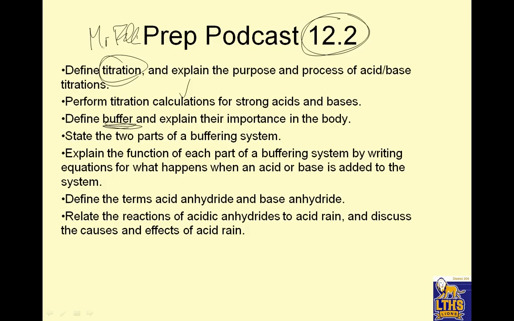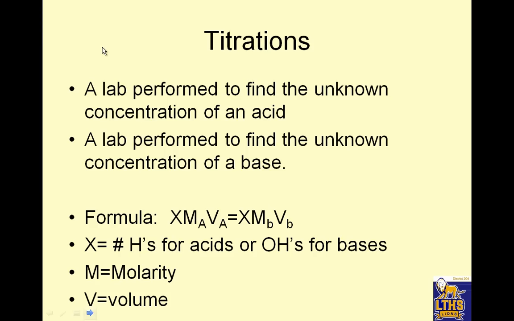We'll name two parts of the buffering system, explain the function of each part of the buffering system, writing equations for what happens with acid anhydride and base anhydride, and then talk a little bit about acid rain and hopefully no acid rainbows. So let's get started. Titrations.